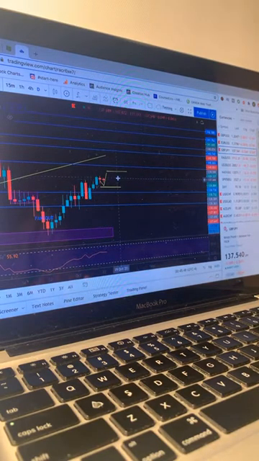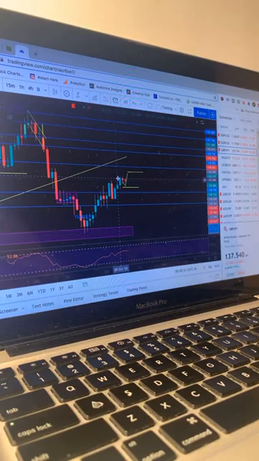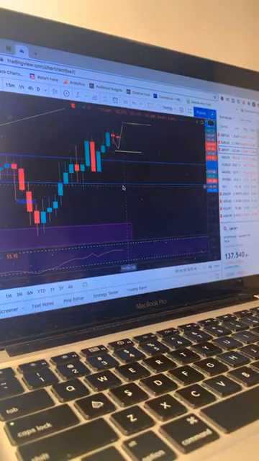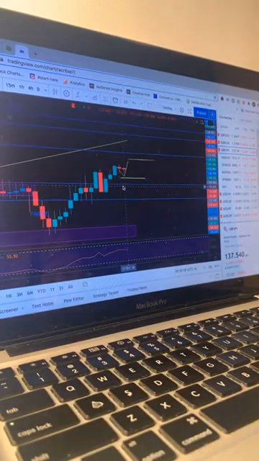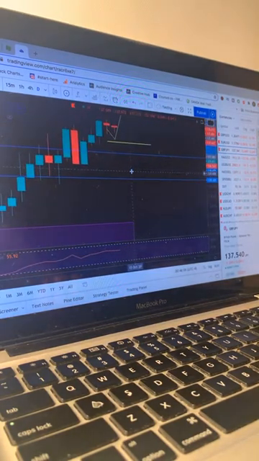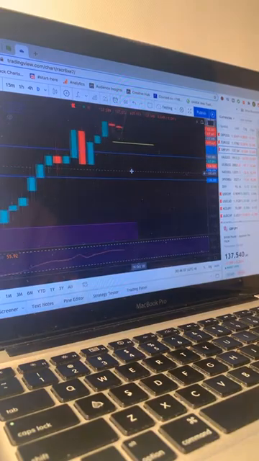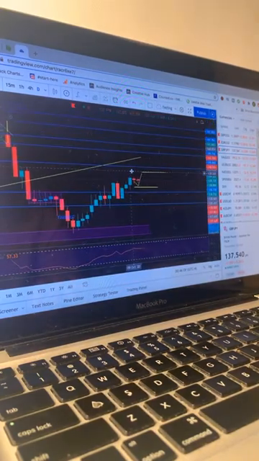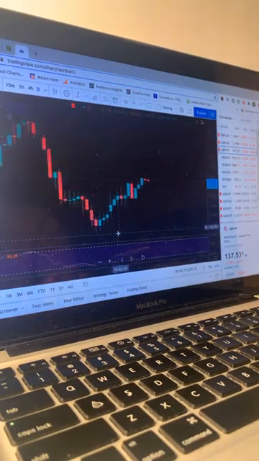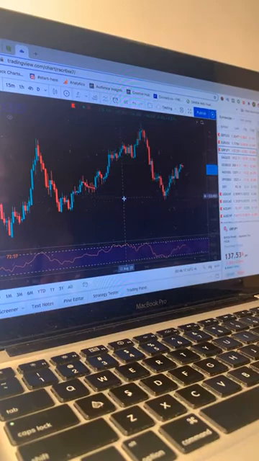On to GBPJPY. Shalom, do you trade GBPJPY at all? I haven't looked at this in a minute, I think. Nothing in here. I gotta remove the lines real quick and look at this. Let's see exactly what price is telling me.